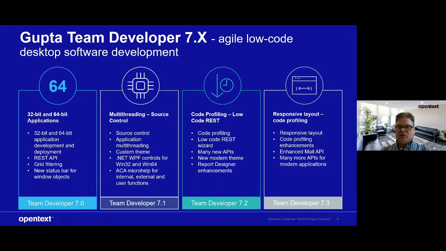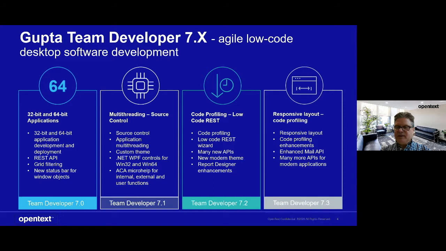We have the low-code REST wizard there, which basically takes in a JSON, a REST or a web service URL and creates the UDV required to convert the JSON data into a Team Developer UDV. We had many new APIs, a new modern theme, and report designer enhancements.